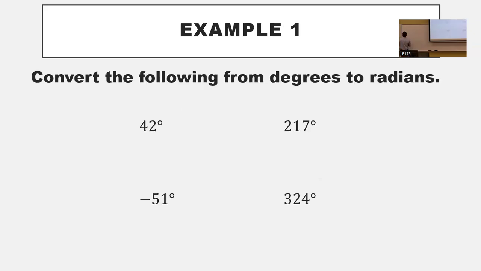So let's take some degrees and convert them to radians. We're going to take some measurements of angle rotation in degrees, and we're going to convert them into radians. We've got 42 degrees, 217 degrees, negative 51 degrees, and 324 degrees.